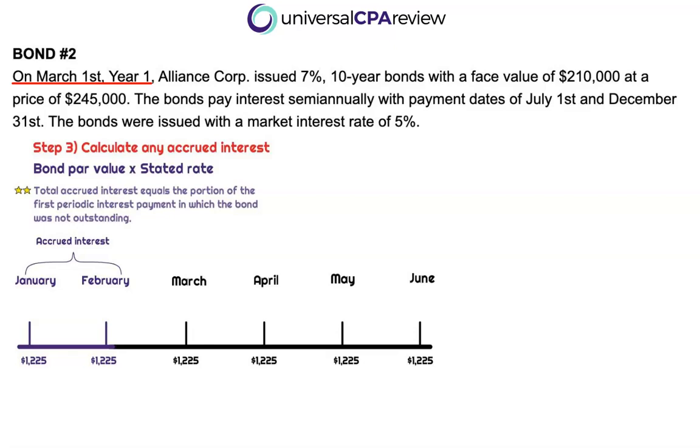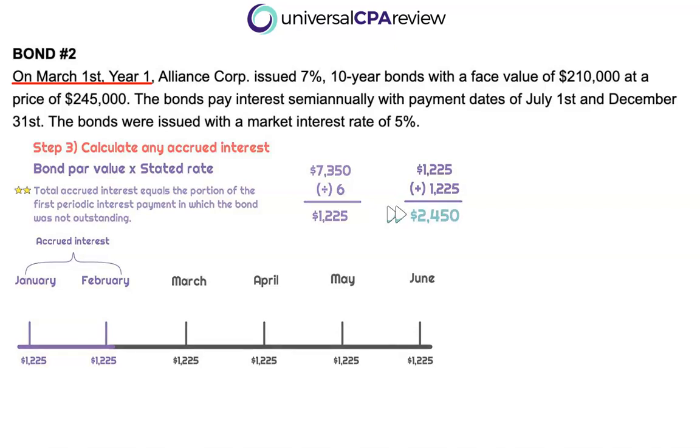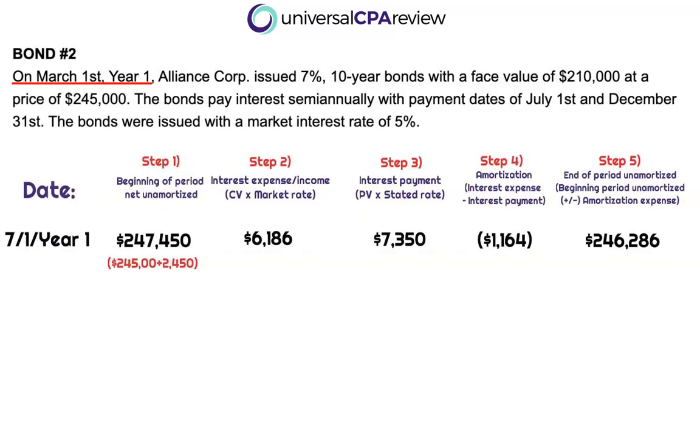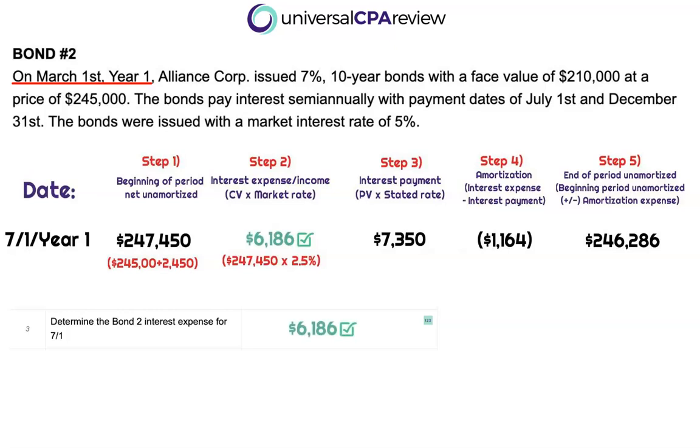This is the amount that has been accrued. So if $7,350 is the 6-month payment amount, what's the monthly payment amount? Well, $7,350 divided by 6 is going to be $1,225, and we accrued 2 months. Okay, so 1,225 times 2 is going to give us an accrued interest amount of $2,450. So now we're going to add the accrued interest to the beginning carrying value. Okay, so $2,450 plus $245,000. Our initial carrying value is going to be $247,450.